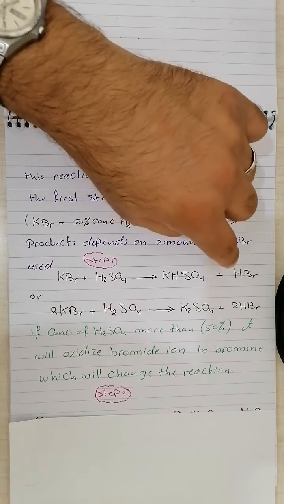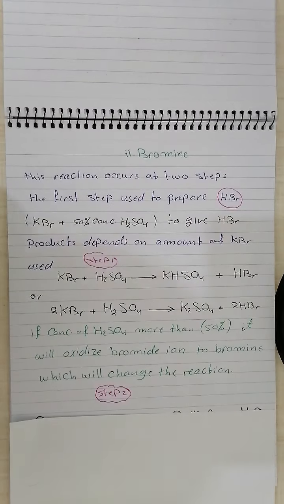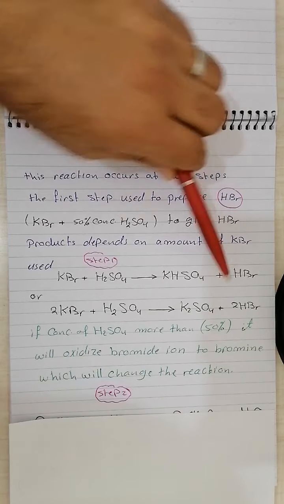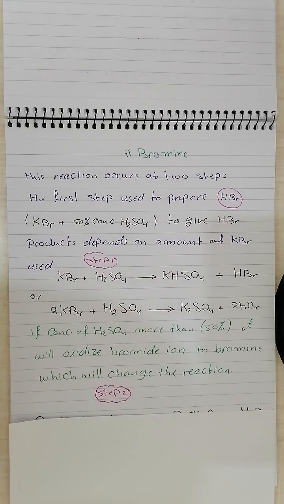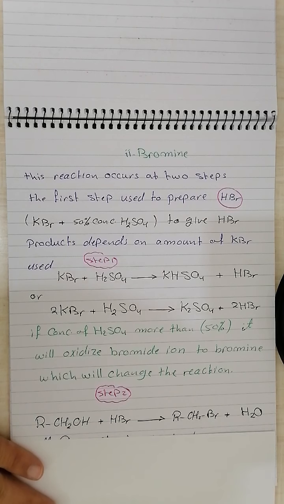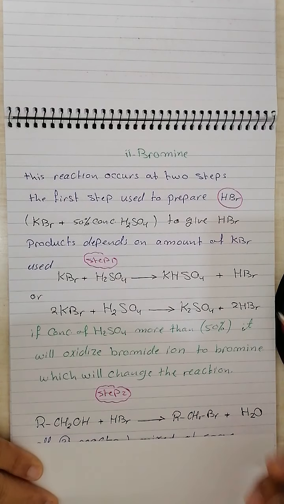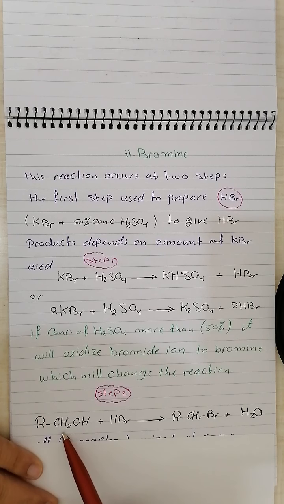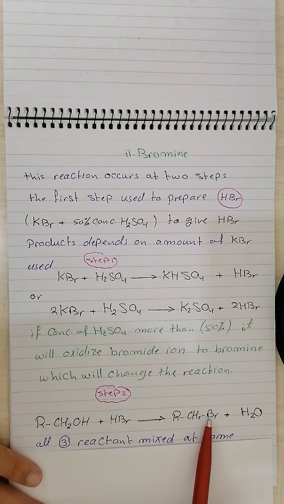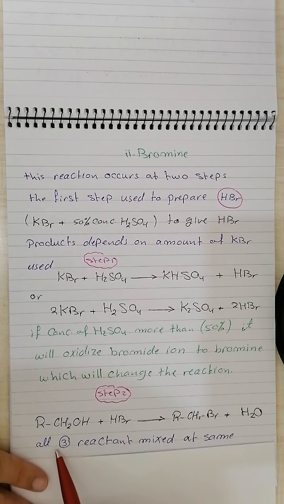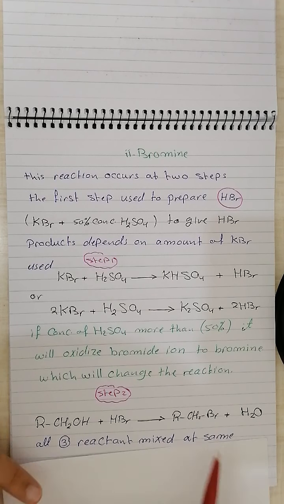So the first step is the preparation of hydrogen bromide. In our syllabus, it's not required to discuss why hydrogen bromide should be freshly prepared in this reaction. Then when hydrogen bromide forms, it will react with alcohol in a displacement reaction and prepare halogenoalkane, or bromoalkane, and water.